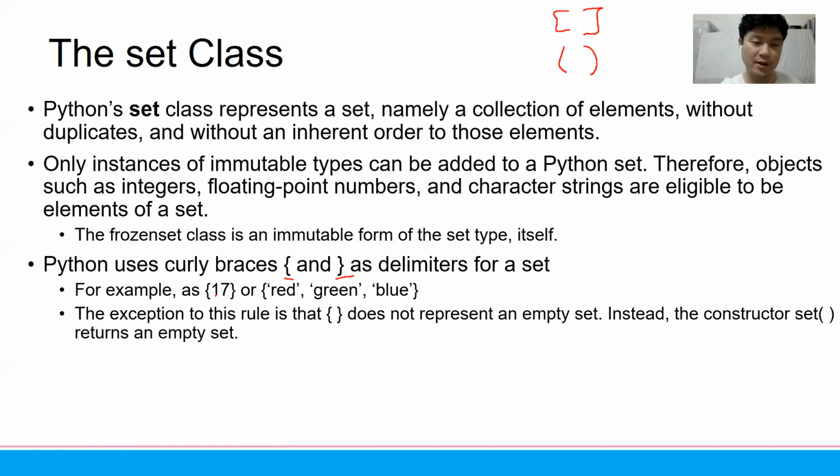The exception to this rule is that empty curly braces do not represent an empty set. Instead, the constructor set() returns an empty set. So please remember, this is not the case that you already know from the empty list and empty tuple.